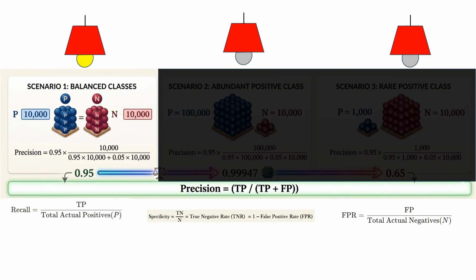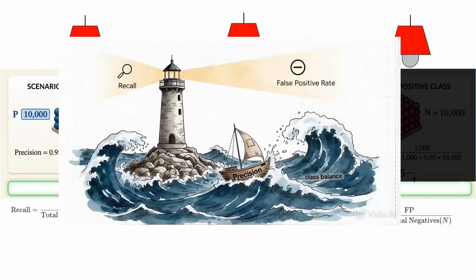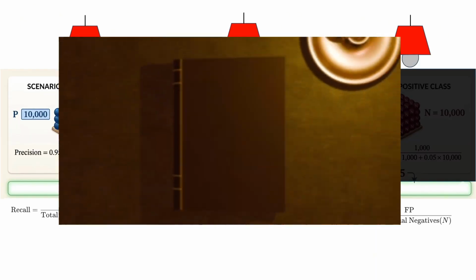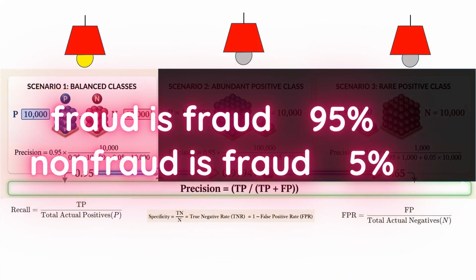We've seen that when dealing with class imbalance, it's important to choose a loss function that can handle it effectively. The same idea applies to evaluation metrics as well. Some metrics, such as precision, are highly sensitive to class imbalance, while others, like recall and specificity, are less affected. Imagine that we have a model that has a probability of 95% to predict that fraud is fraud, and 5% to predict that non-fraud is fraud.